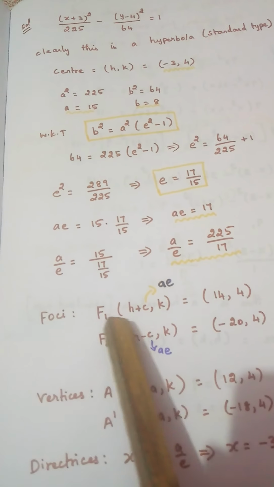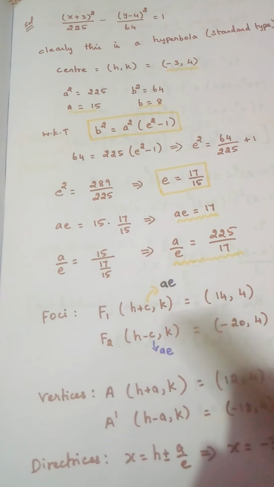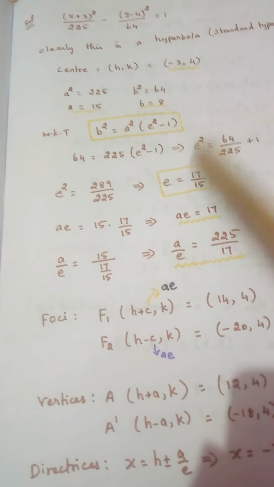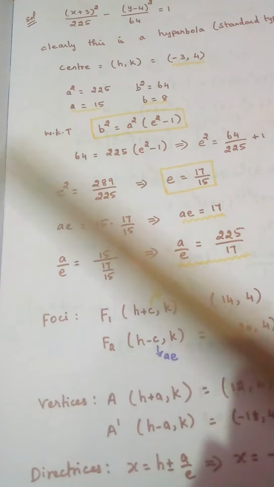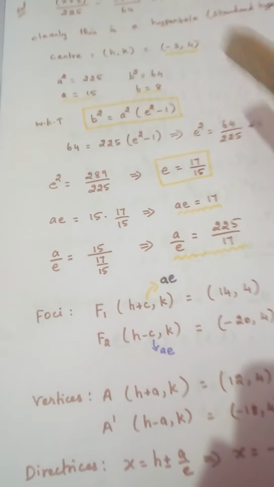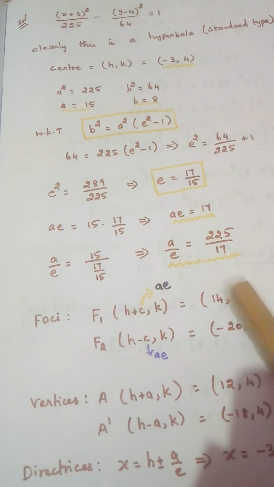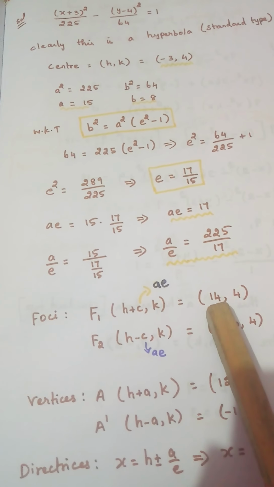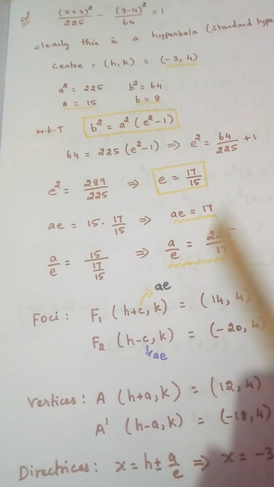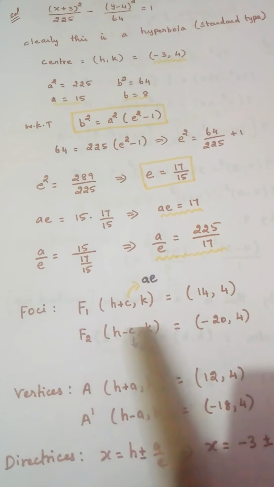After this it is very simple. See what the H value is, see what the C value is, add those two. Where should I find the H value? From the center. See, H is minus 3. Where should I find the C value? I cannot find it anywhere here, because I should know C is nothing but AE. What is AE? 17. So if I add those two, minus 3 plus 17, the answer is 14. I have written it directly, you just see whether it is right. You calculate on your own. What is K? If you see the center, K means 4. So 14 comma 4 is the first focus.